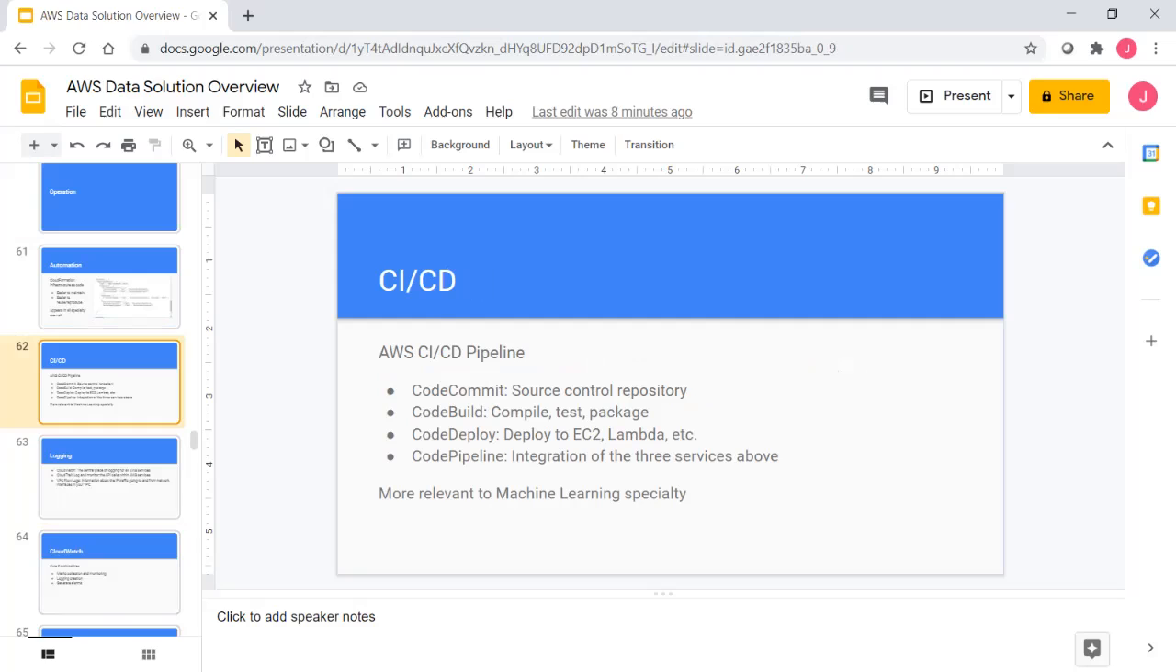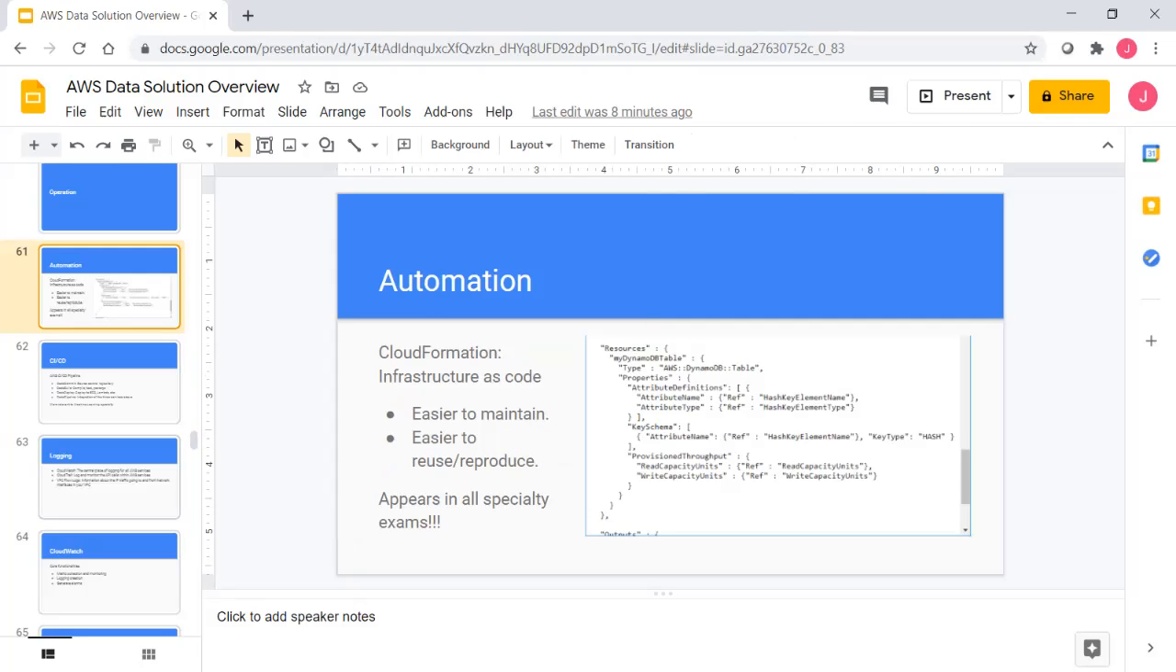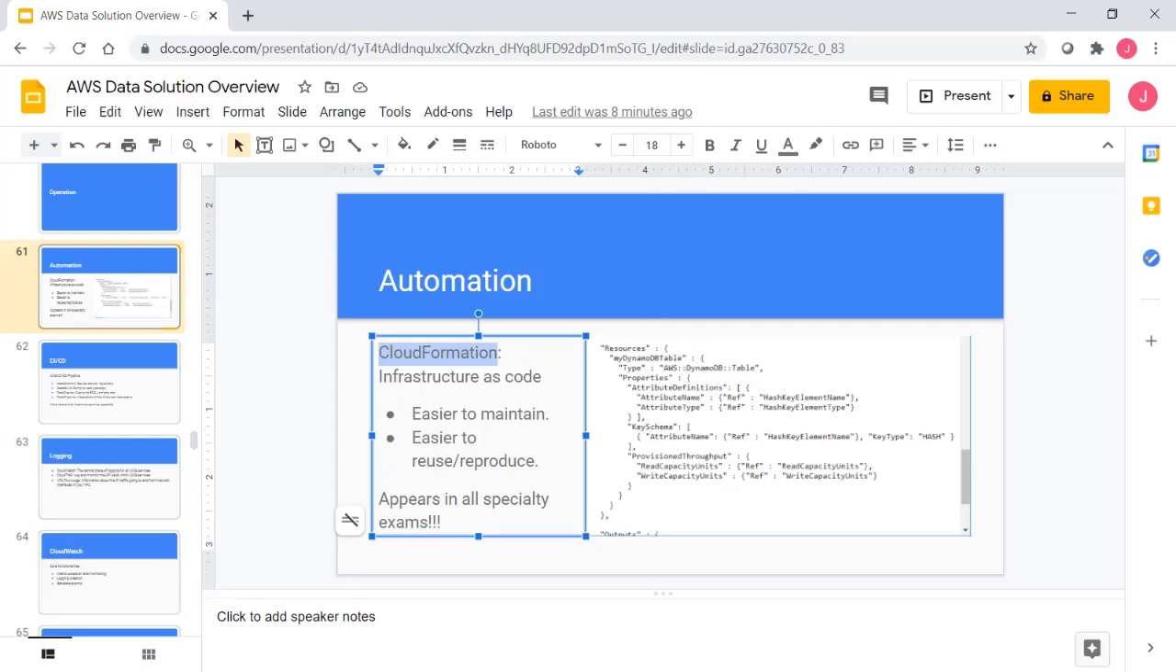CI/CD pipeline is not so much associated with the data-related specialties, but it's closely related to machine learning. So you will see probably 2 or 3 questions regarding CI/CD pipelines in the machine learning specialty exam. So let's quickly take a look at all these. First is the automation. We use CloudFormation for automation. CloudFormation is what they call the infrastructure as code service. You define the infrastructure as a service, as code.